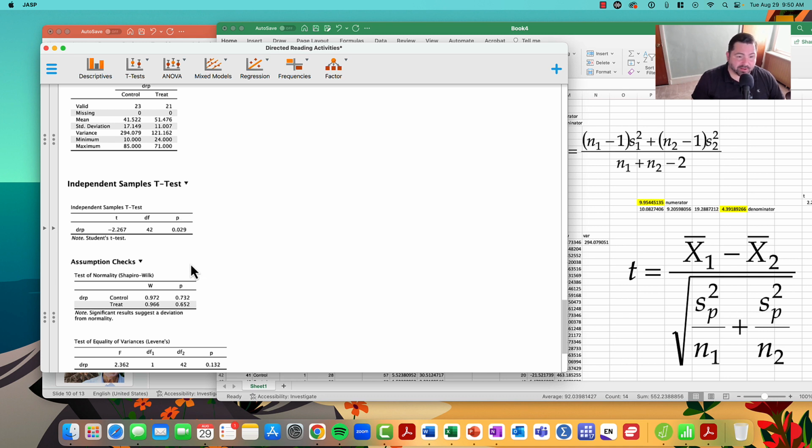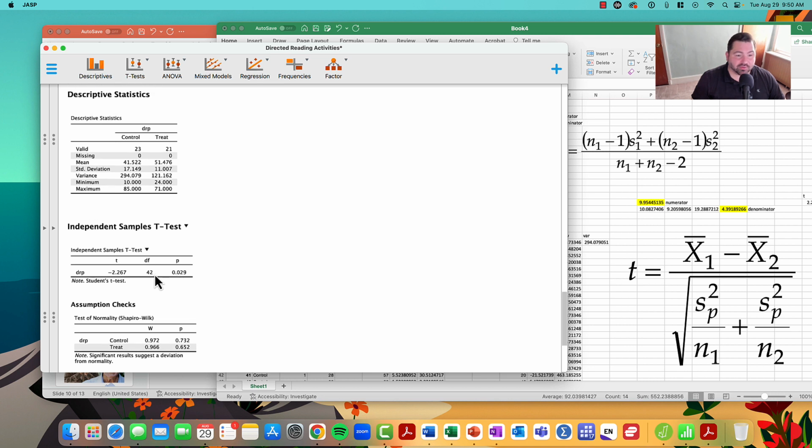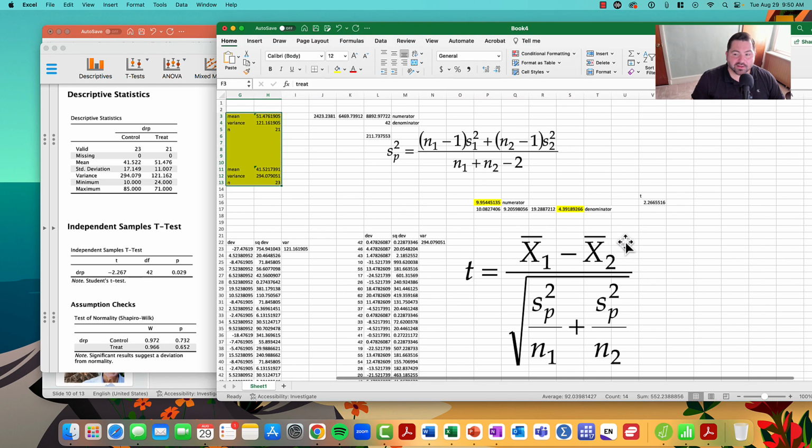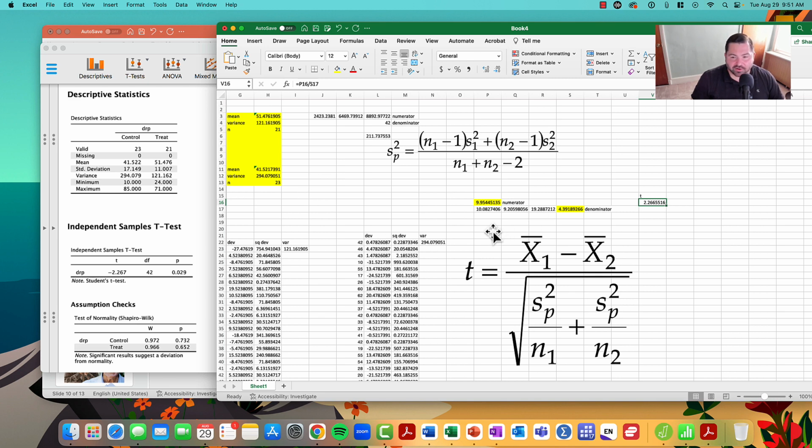The next thing we need to think about is to explore the t-statistic itself. You can see that the t calculated is negative 2.267. If we jump back over to Excel, you can see that our t-statistic is 2.267. Now, notice that it's negative in JASP and it's positive in Excel. That's completely okay. I assigned X1 to the treatment group and X2 to the control group, and JASP preferred flipping it in the opposite direction. It is correct either way. The absolute value does not change your interpretation of the data in any way, shape, or form.